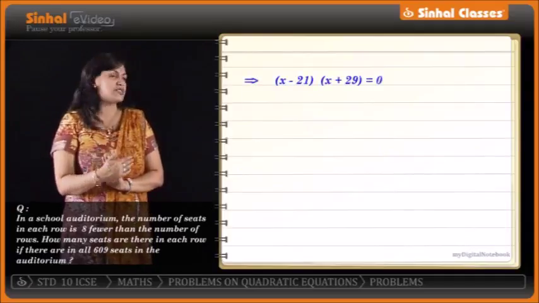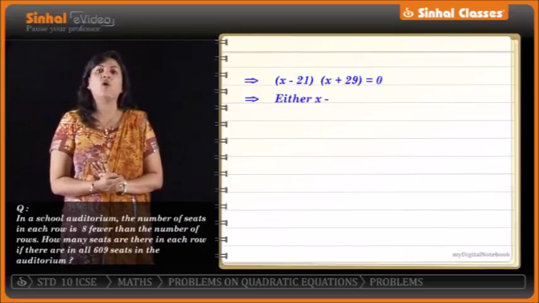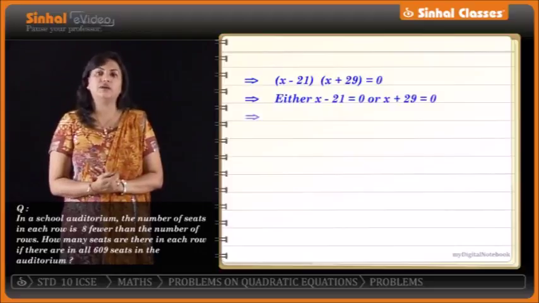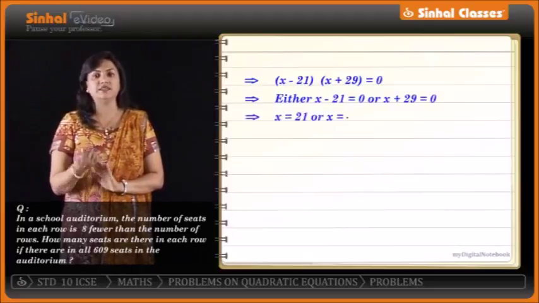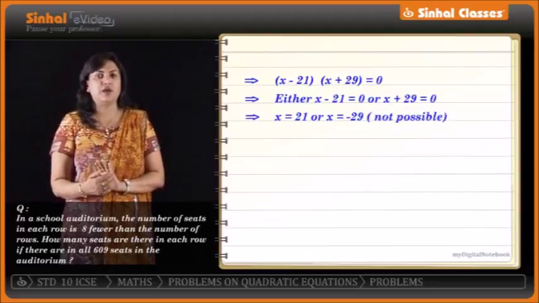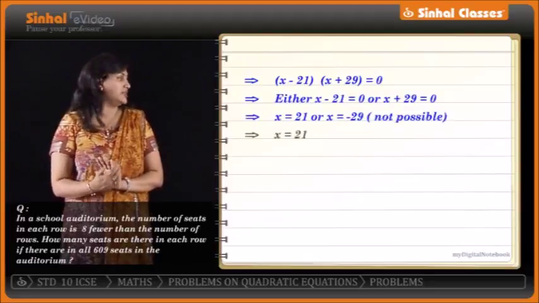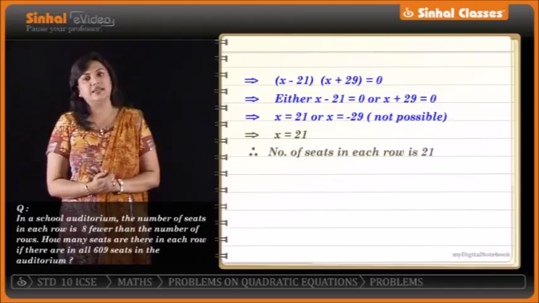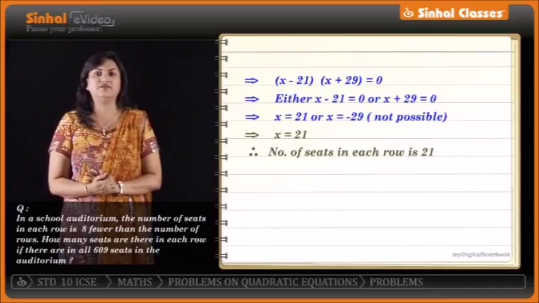That is, x minus 21 is 0 or x plus 29 is 0. So x is equal to 21 or x is equal to minus 29. But x cannot be negative, so x is equal to 21. That is, the number of seats in each row is 21.